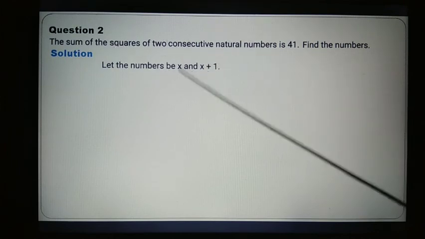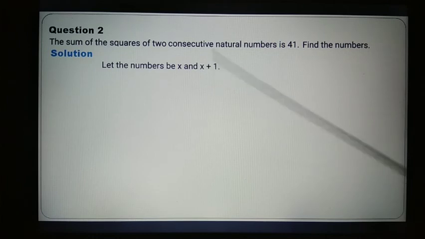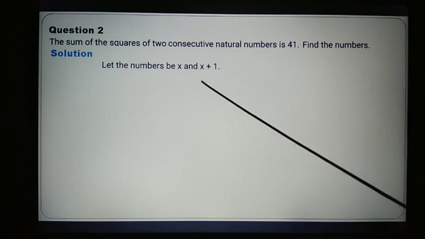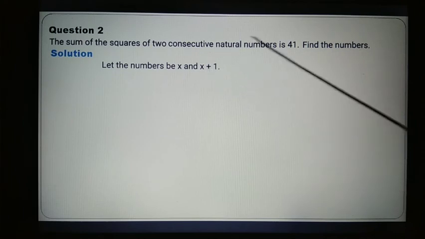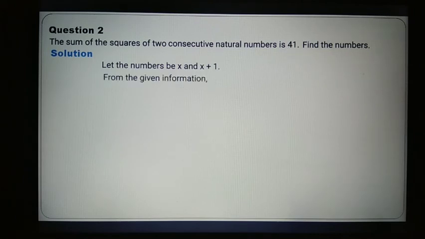That means we need to first square them and find the sum of them. We'll square them and we'll add them. Whatever is the result, that is going to be my 41, because the sum is 41. So from the given information we need to have this one.